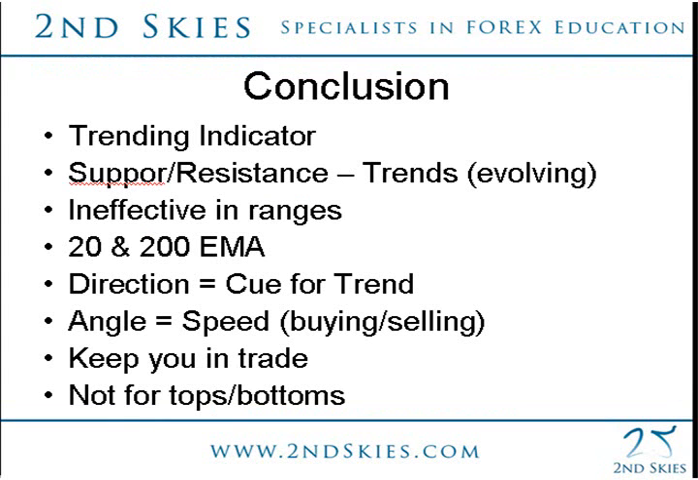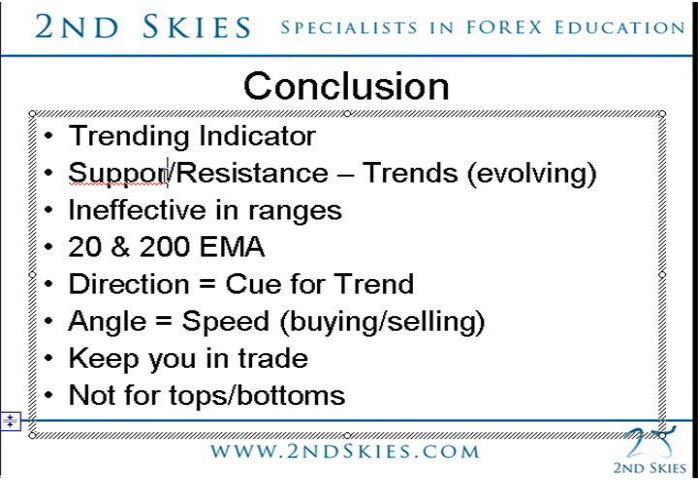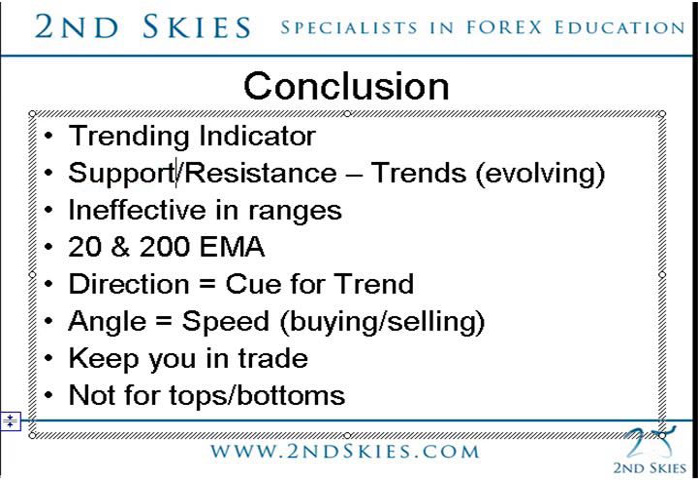To sum it all up, moving averages are a trending indicator. They give us very little information or almost no information on ranges. They're great for identifying support and resistance levels within trends, and they become an evolving support and resistance level. So as the pair continues to move in one particular direction, the moving average can often be some sort of resistance or support. The two that I like to use most consistently are the 20 and 200 because they're going to give you the least amount of false signals, whereas the 10 can be violated very often.